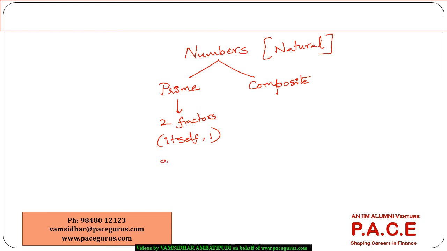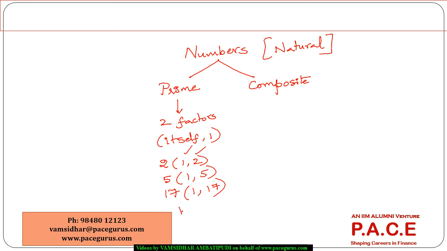So generally a number 2, it is divisible only by 1 and 2. Number 5, divisible only by 1 and 5. Number 17, divisible only by 1 and 17. So any number that is divisible only by the number 1 and the number itself and no other number is typically called a prime number.